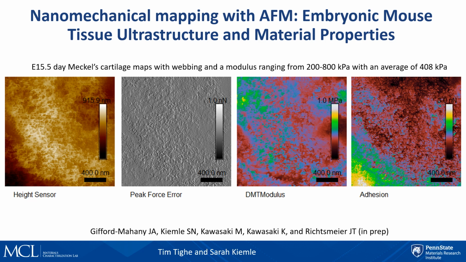So we found that the modulus ranged from 200 to 800 kilopascal with an average of 408 kilopascal across the entire image. If you were to do one measurement, you might get 408, but being able to actually look at the map of the modulus allows you to try to figure out what is the stiffest part? What part is actually carrying the force?